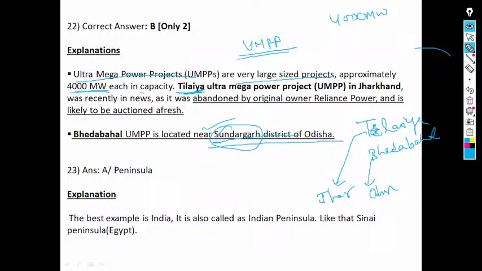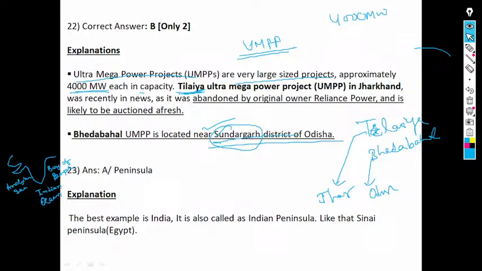Peninsula is the best example. For example, the Indian peninsula. If we look at the west side of India, it is your Arabian Sea. On the east side, this is your Bay of Bengal. Here, this is your Indian Ocean. These are the 3 sides where water is there: Arabian Sea, Bay of Bengal, and Indian Ocean.